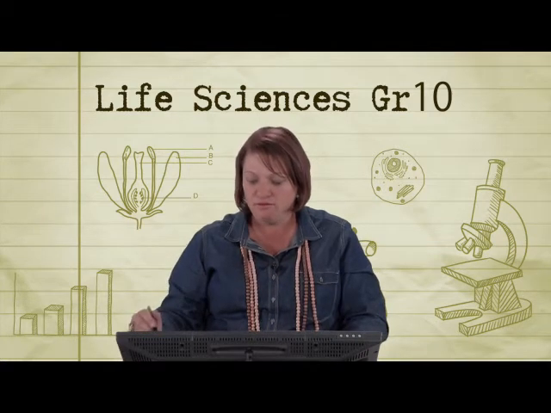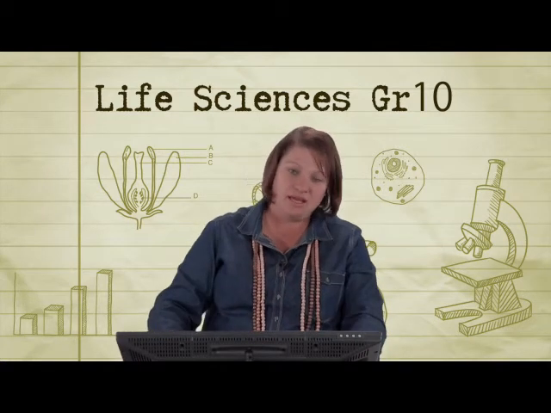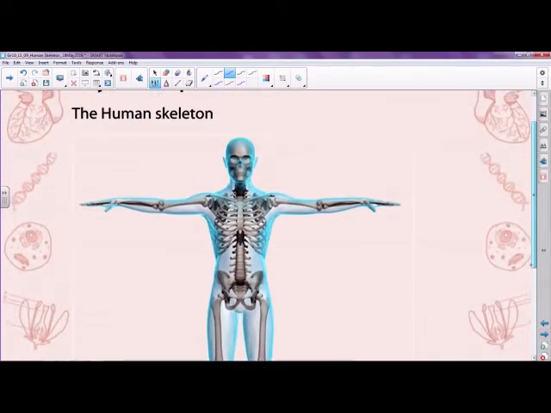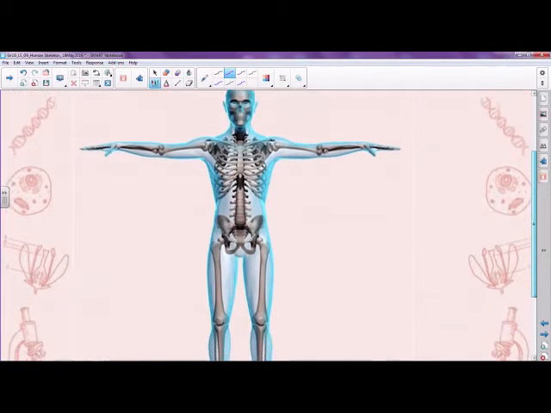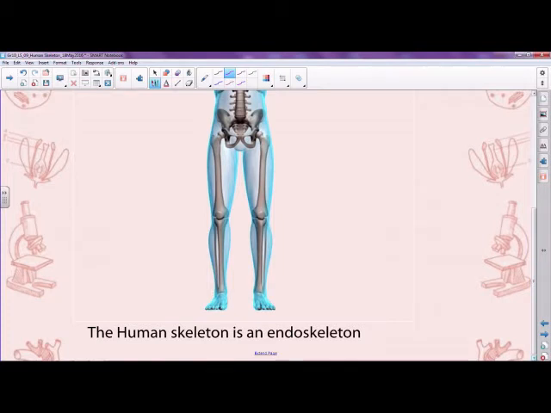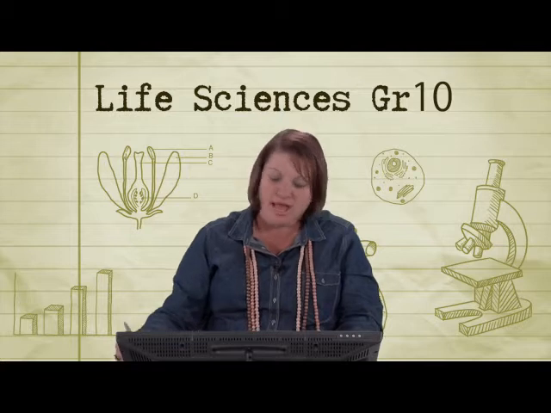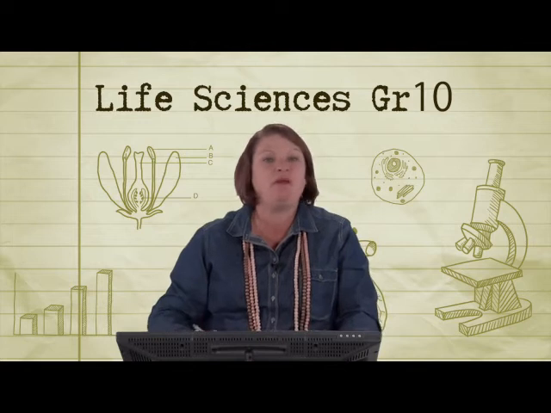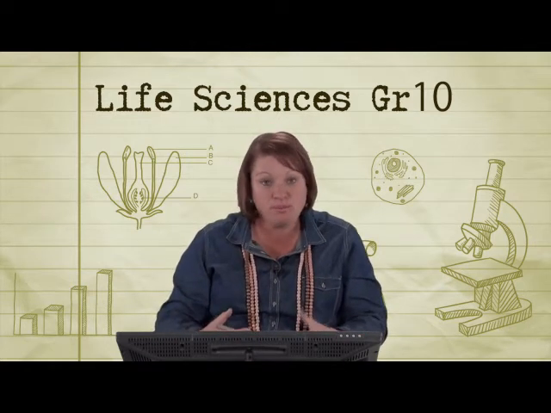Now, if we have a look here, the human skeleton, this is us. If we were to look inside, this is what we look like. And because it's inside our body, we have an endoskeleton. So what you're going to do is learn all about the bones. You're simply going to label most of the bones in the skeleton.